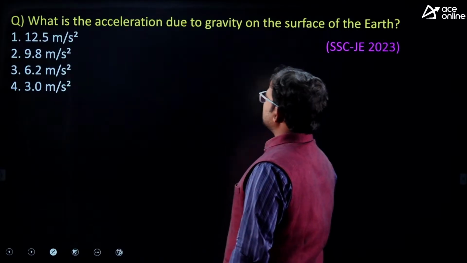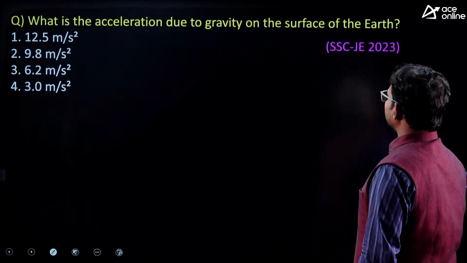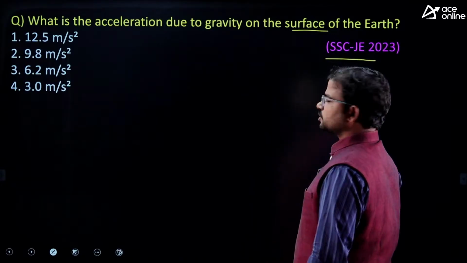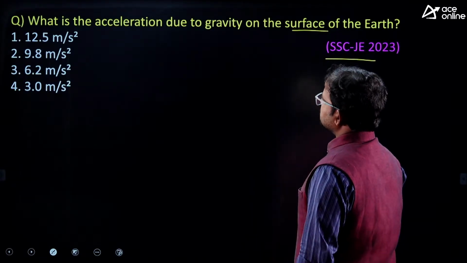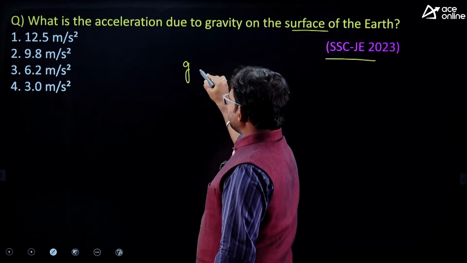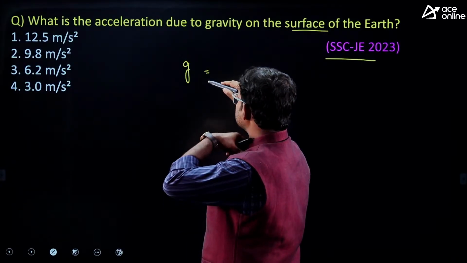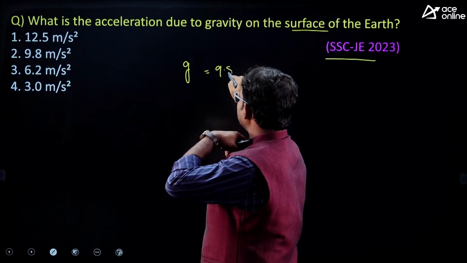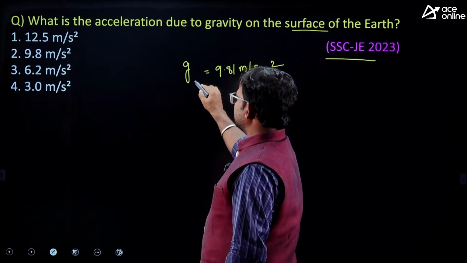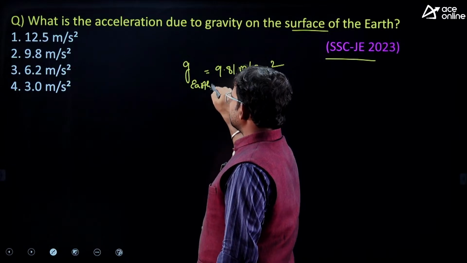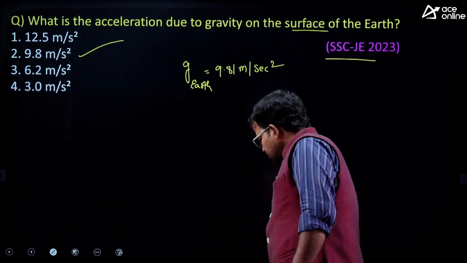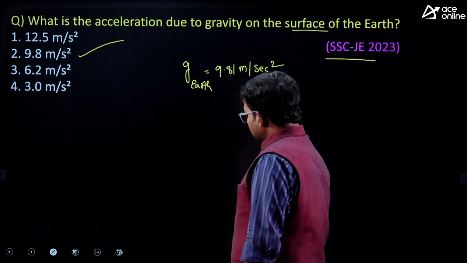So what is the acceleration due to gravity on the surface of the earth? This question was also asked in SSC JE 2023. The acceleration due to gravity is nothing but the G value. The G value of earth is equal to 9.81 meter per second square. So that's why the correct one is option 2 only. Right, so next one.